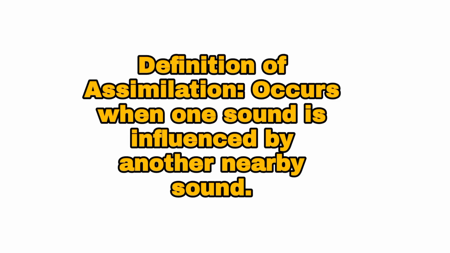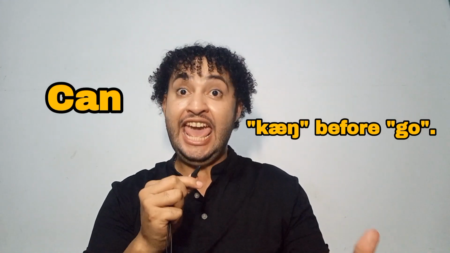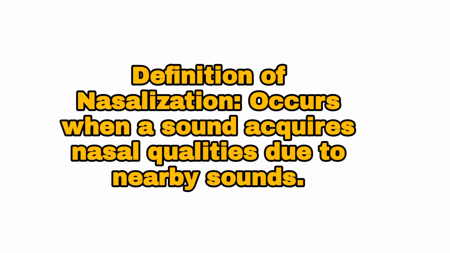Point number 11: assimilation. The definition of assimilation: it occurs when one sound is influenced by another nearby sound. Example: the pronunciation of "can" as "cang" before "go." Point 12: nasalization. The definition of nasalization: it occurs when a sound acquires nasal qualities due to nearby sounds. Example: nasal vowelization in words like "pen" and "pen."